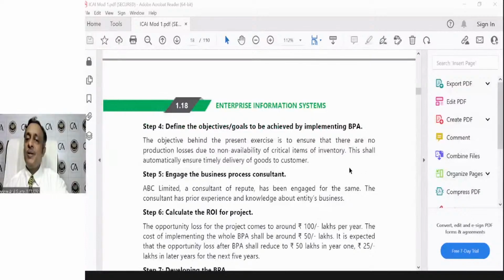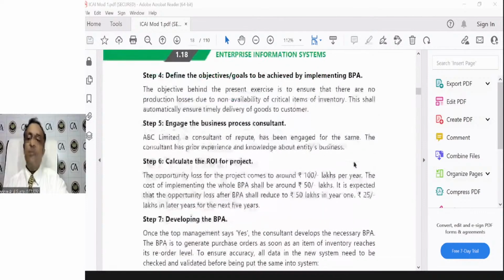Define the objective goals to be achieved by implementing BPA. The objective behind the present exercise is to ensure that there must not be any production loss due to non-availability of critical items of raw material. Engage a business process consultant, say you and me.